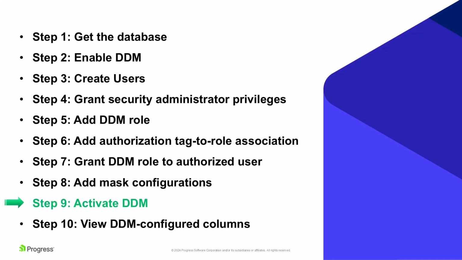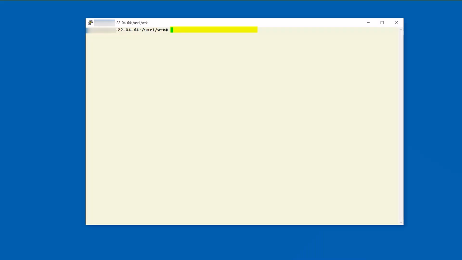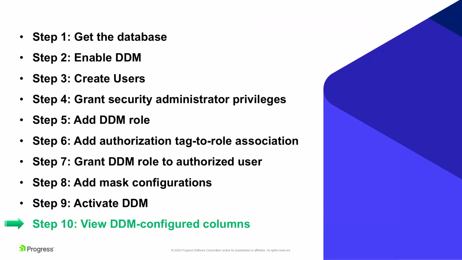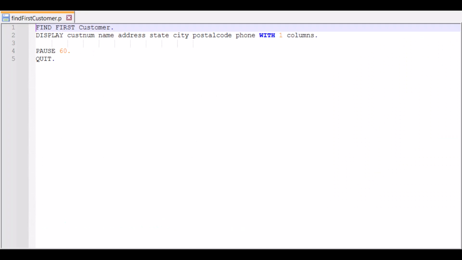Now we will activate DDM to initiate the application of masks on the designated fields. Run the ProUtil activate DDM command to enable DDM for My Sports. In the final steps, we compare the display of DDM configured columns when viewed by admin user and general user. To display the first row of the customer table, which includes the custom, name, address, state, city, postal code, and phone fields, save this example code as findFirstCustomer.p.